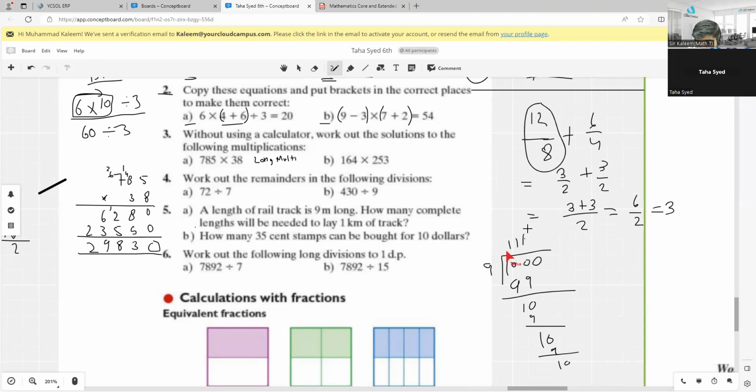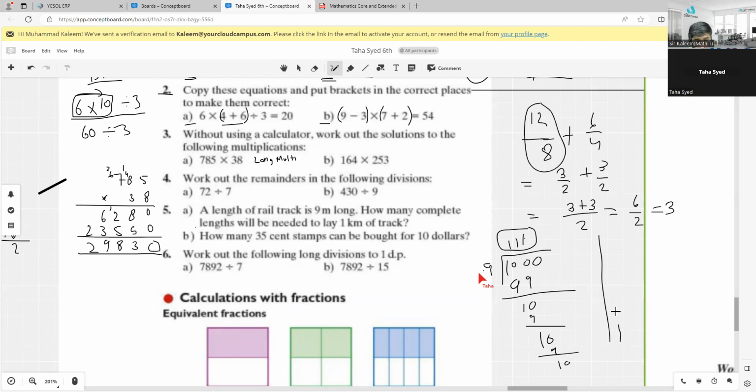Okay, so it means that if you have 111 tracks of 9 meters long, that will make 1 kilometer of track. We have to make a 1 kilometer long track, but we have a track of 9 meters. So they ask how many tracks we have to lay. 111. A length of rail track is 9 meters.